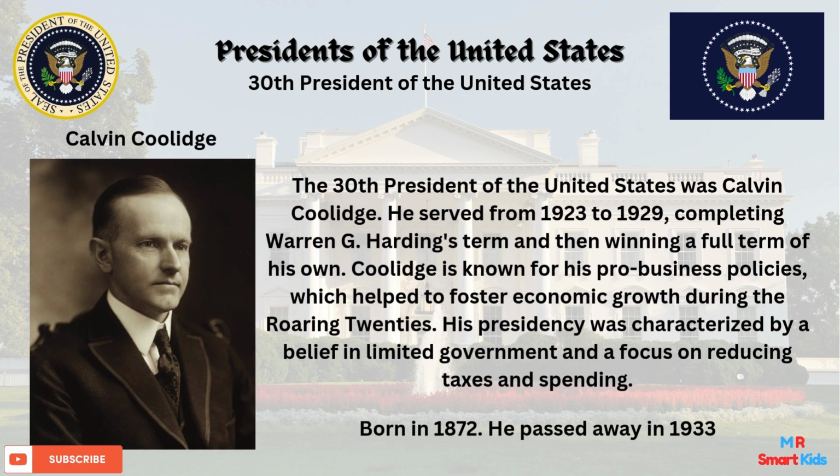The 30th President of the United States was Calvin Coolidge. He served from 1923 to 1929, completing Warren G. Harding's term and then winning a full term of his own. Coolidge is known for his pro-business policies, which helped to foster economic growth during the Roaring Twenties. His presidency was characterized by a belief in limited government and a focus on reducing taxes and spending.